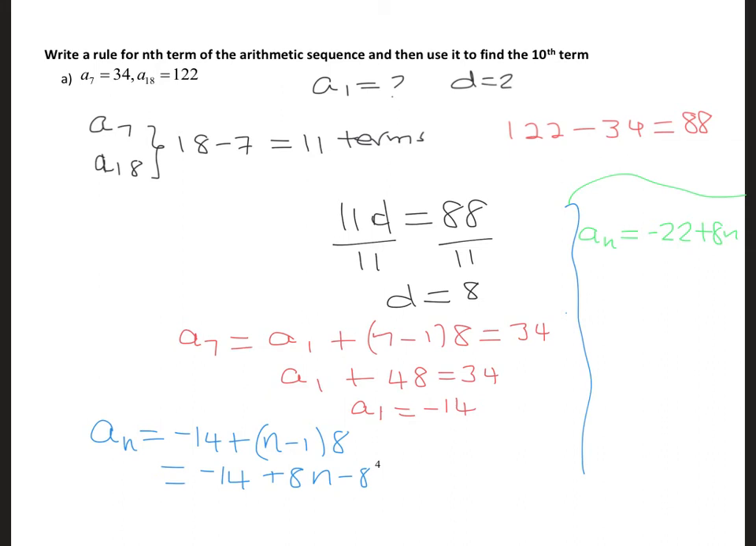So now I can find the 10th term. So the 10th term is going to be -22 plus 8 times 10, which is going to be 58. That's the answer.